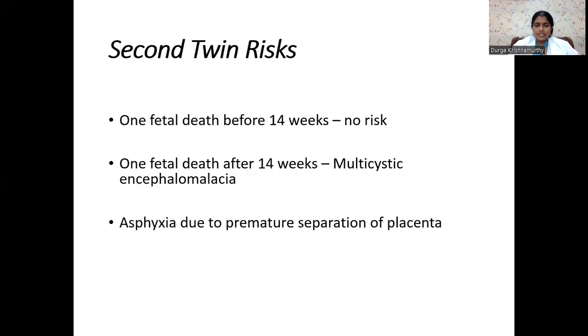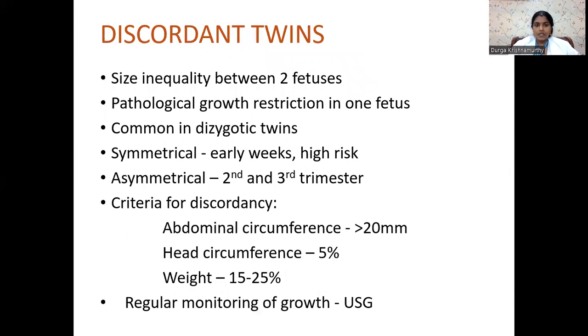What is the risk in such cases? For the second twin, which is developing concurrently with it, one fetal death before 14 weeks means there is no risk. If the fetal death occurs after 14 weeks, there is a chance of multicystic encephalomalacia in the growing baby. Risk of anemia is very common. Asphyxia, or the baby is dead due to premature separation of the placenta.